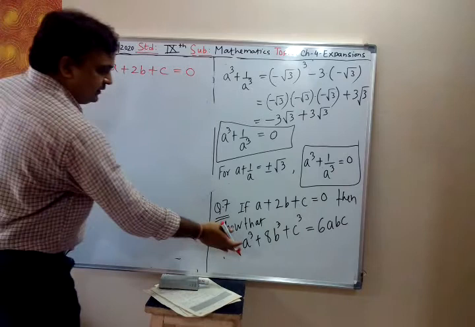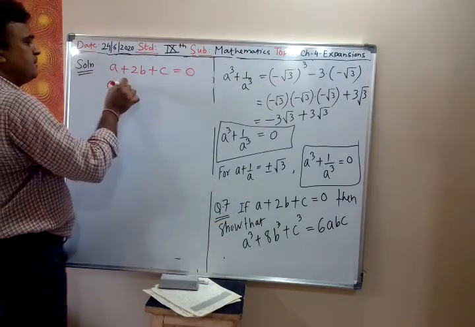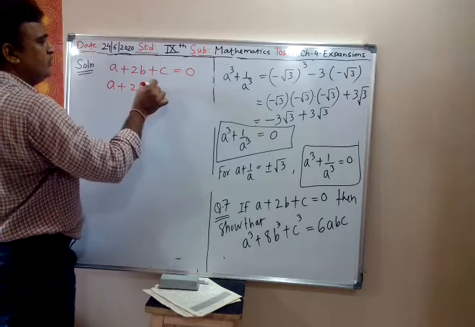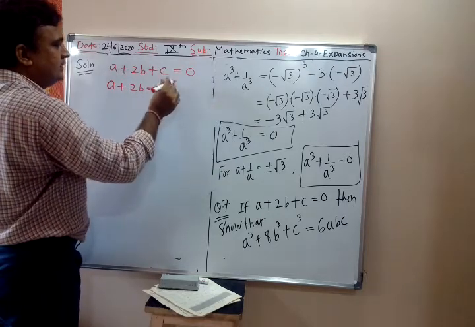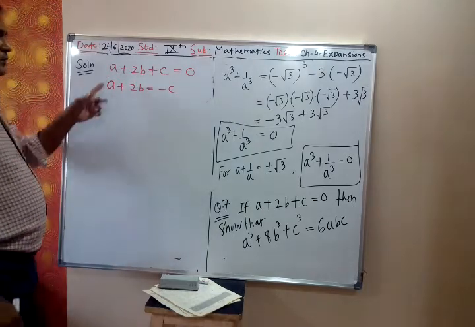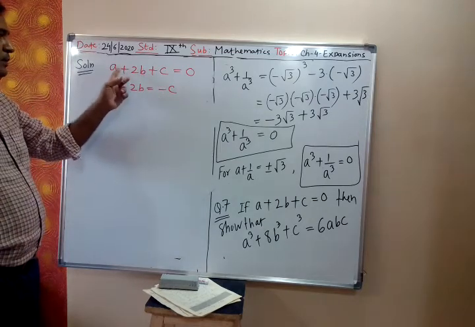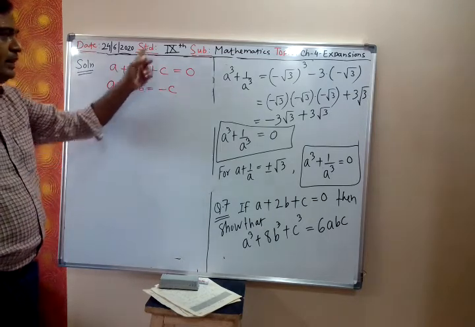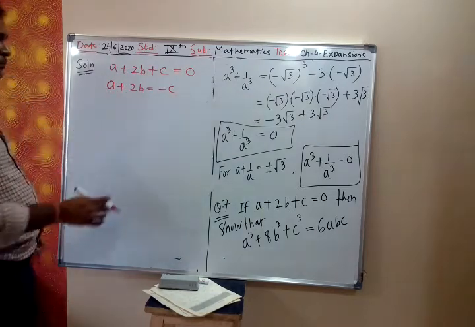Then show this part. So I will write this as a plus 2b is equal to, I will take c on the other side. It will be minus c. 0 minus c means minus c. So a plus 2b is equal to minus c. We take c on the other side, it becomes minus c.